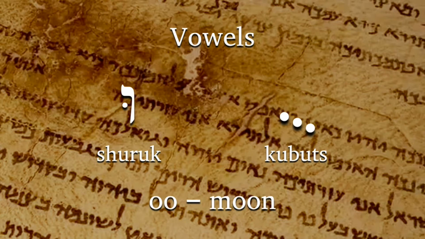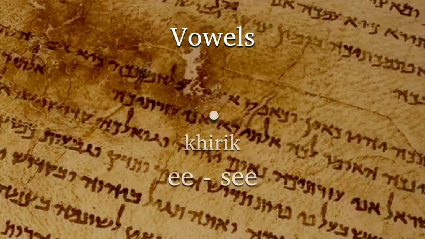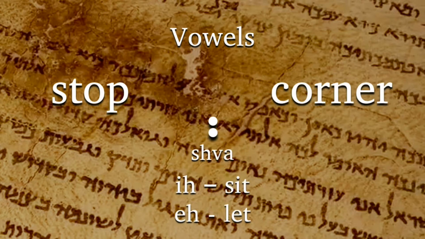We have the 2 A sounds, and the Hirik, which is the E, and then the Shva, which is like no vowels between these 2 letters. And sometimes it makes the I or eh sound, but I haven't explained how that works yet. So we'll get to that eventually.